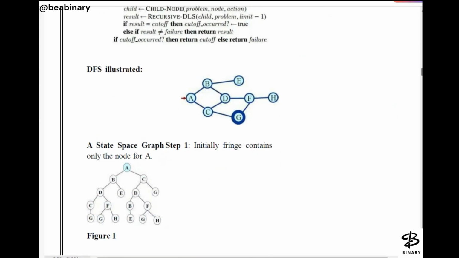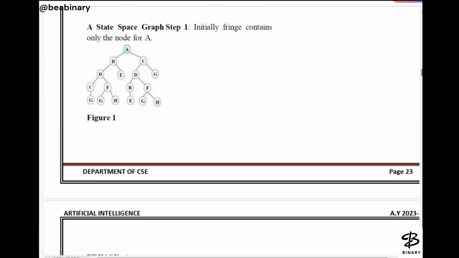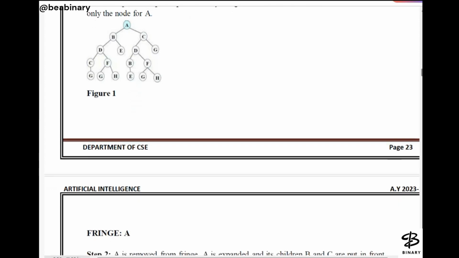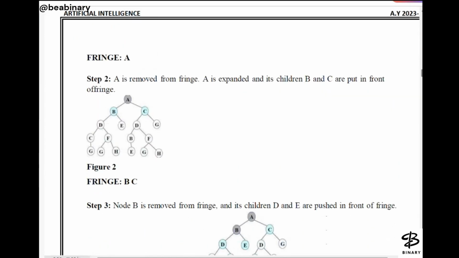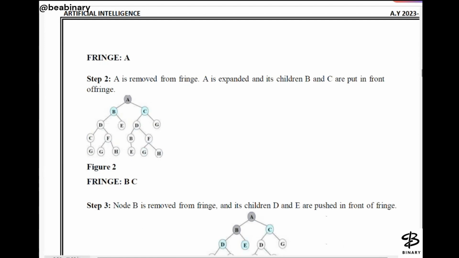Let's take an example here. G is a goal state. Let's see. A state space search initially has a fringe with only the node for A. Let's take the same graph that we have taken in the BFS. The root node is A and the child nodes of A are B and C. So in step 1, A is removed and A is expanded and its children B and C are put in the front of the fringe. So here B and C will be there.